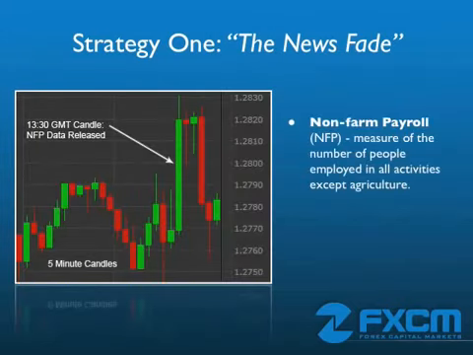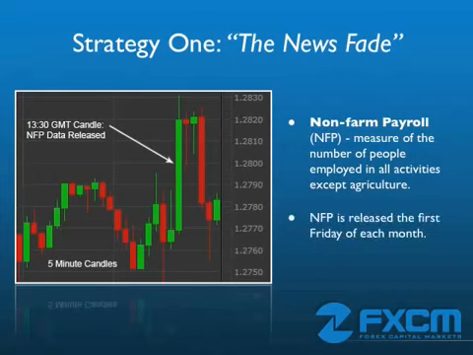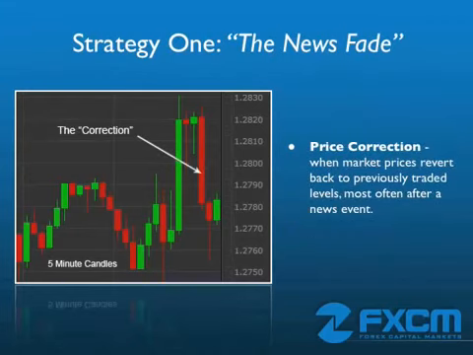When a news event is released, there is often a lot of irrational market movement. For example, this large spike occurred in the euro-dollar immediately following the release of non-farm payrolls, or NFP. NFP is a measure of the number of people employed in all activities except agriculture. It is released on the first Friday of the month and is historically the most market-moving news event for the dollar. Now, what we are looking for with this strategy is a correction.